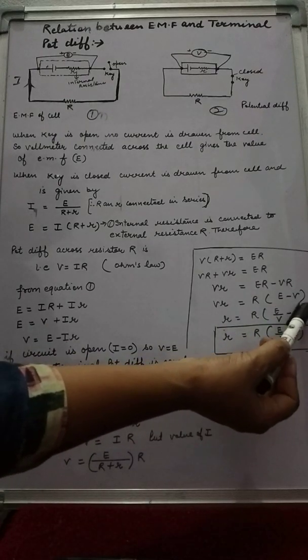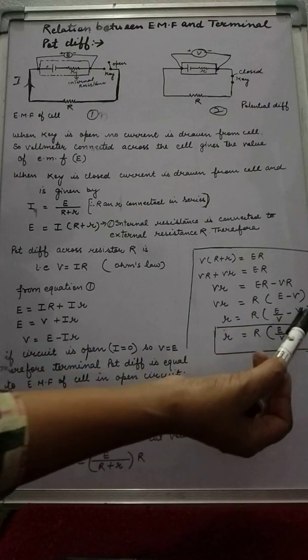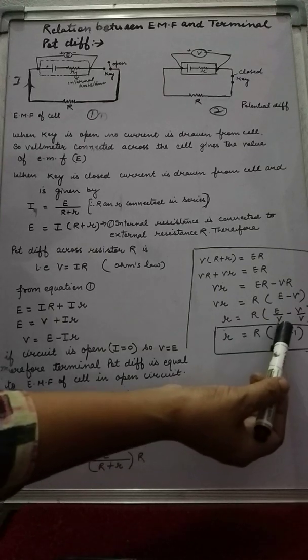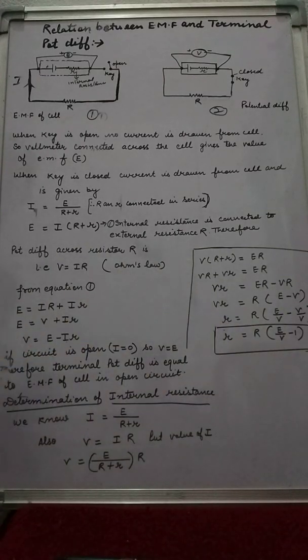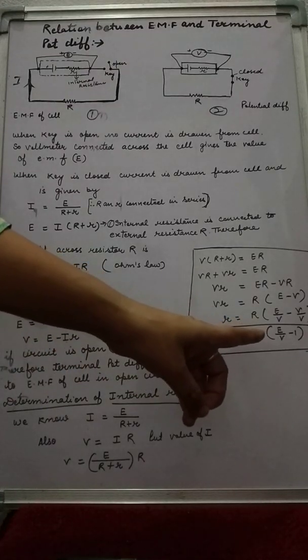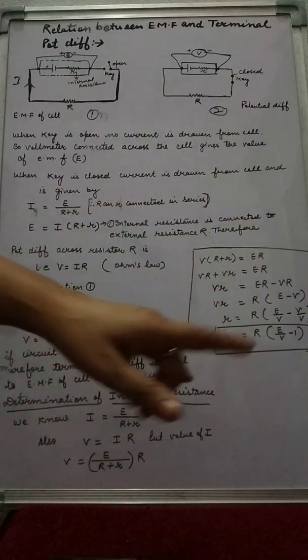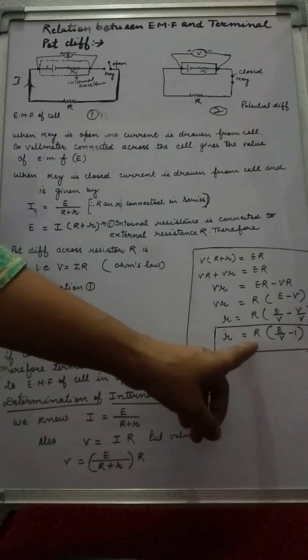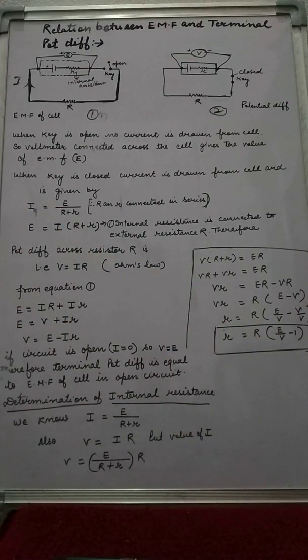E upon V minus V upon V. So V upon V is equal to 1. Small r is equal to R into E upon V minus 1. So this is the relation between the external resistance R and the internal resistance r of the cell.